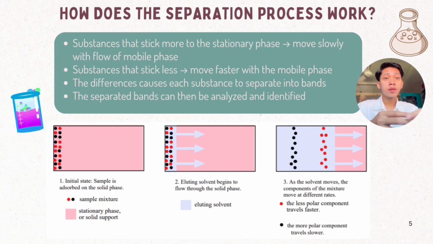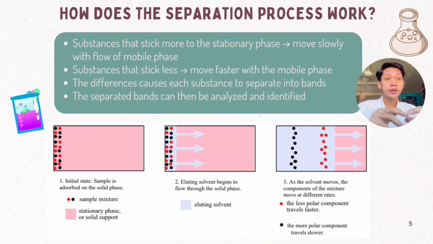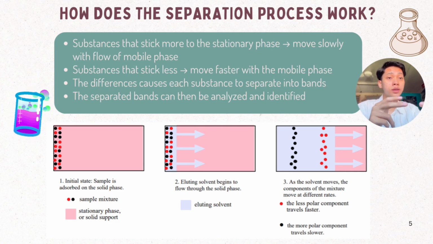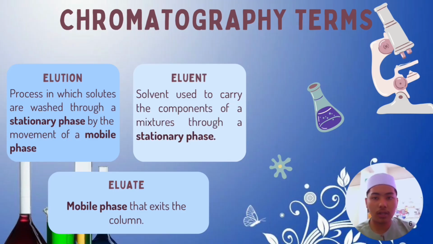And the second, when the eluting solvent begins to flow through the solid phase, as the solvent moves, the components of the mixture move at different rates, where the less polar components will travel faster, and the more polar components will travel slower. So let's look at the chromatography terms.